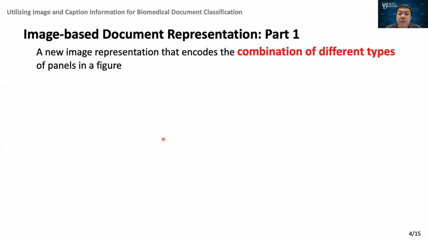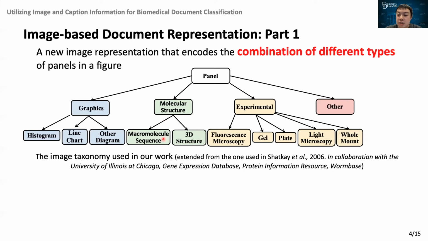As noted, many figures consist of multiple types of panels. To use the image information, we propose a new image representation that encodes the combination of different types of panels in a figure. To do that, we first introduce an image taxonomy comprising 11 categories.